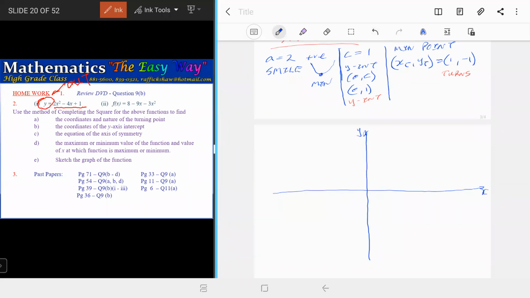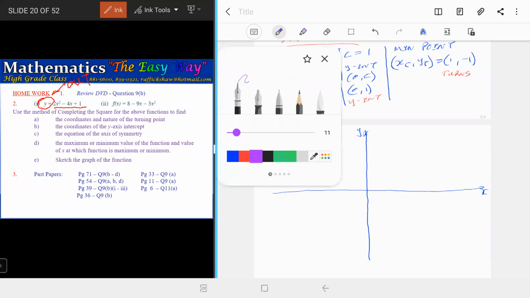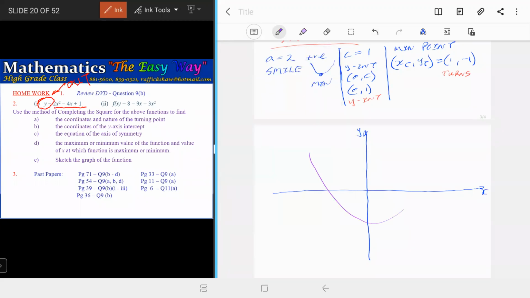X-axis. That's a sketch. But the first thing I'm going to say to myself, let's draw it in purple. I know that it smiles. That's what I know from here, that it smiles. Will it turn here? Or will it turn here? Or will it turn here? Where does it turn? That's the first thing I'm asking myself, where does it turn?